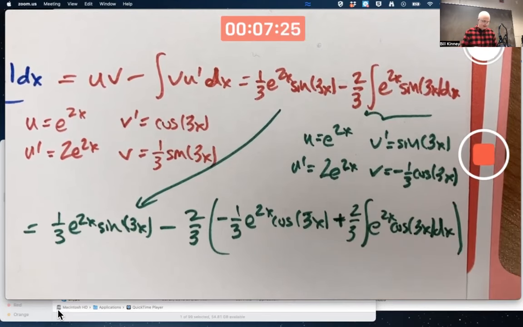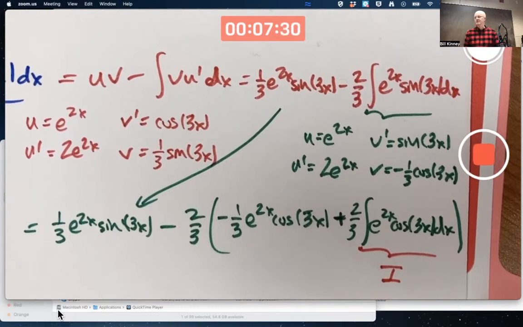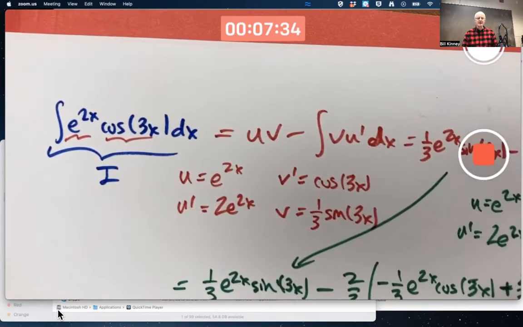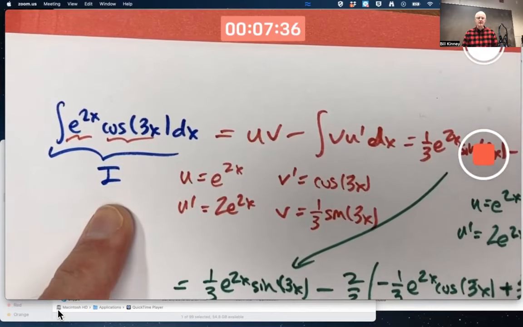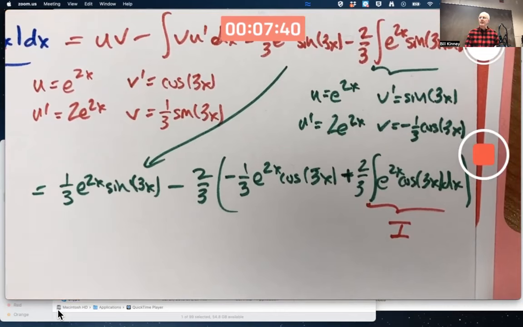Guess what? This thing right here, that's the original integral I. You can look and see. Yep, same as the original integral. Integral of e to the 2x cosine of 3x. We've got that here. Now just do some algebra.